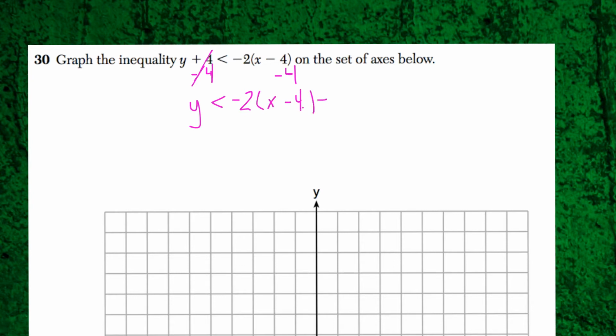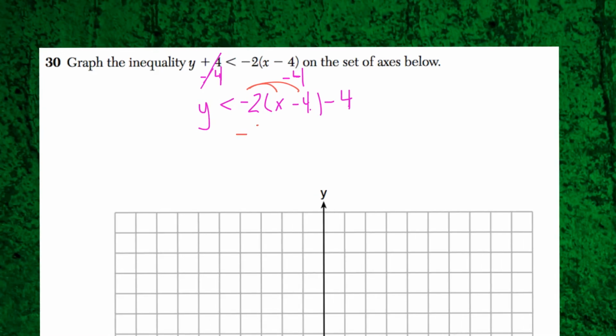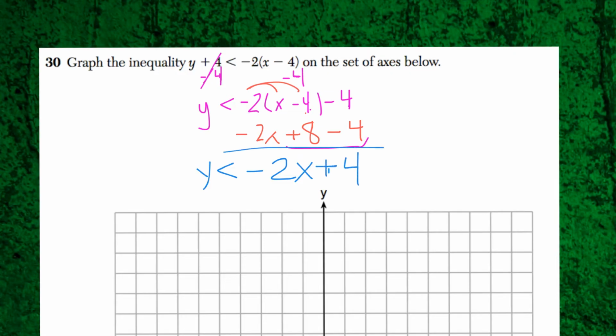minus 4. Now, it would definitely be wise to simplify this, so I'm going to distribute the negative 2 here. So this will become negative 2x plus 8, and that's because we're doing negative 2 times negative 4. And now we can combine these two terms together. And so in the end, our final equation will be y is less than negative 2x plus 4. So that's the one that we're going to want to graph.